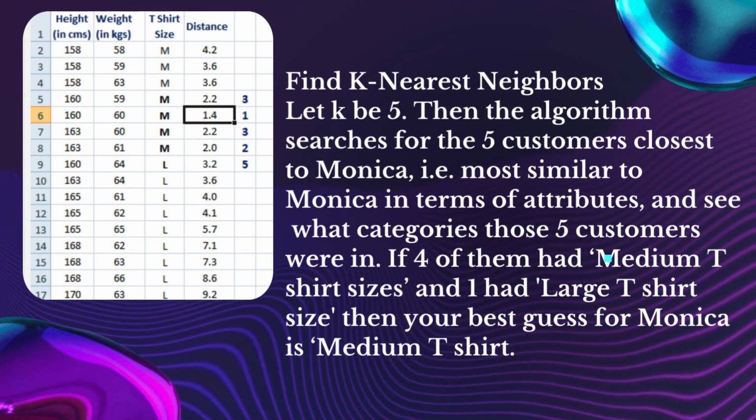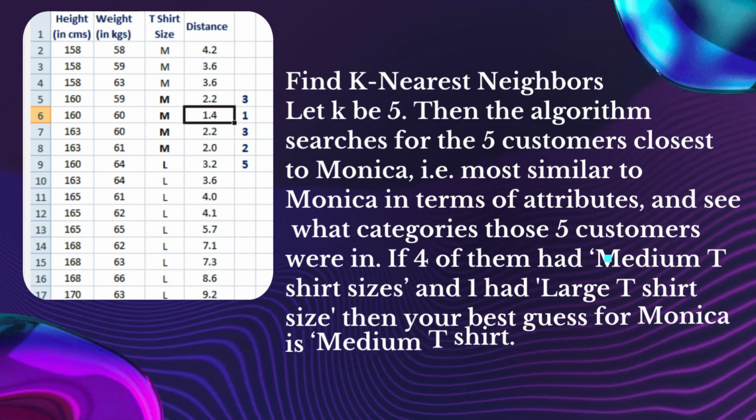Find k nearest neighbors. Let k be 5. Then the algorithm searches for the 5 customers closest to Monica, that is, most similar to Monica in terms of attributes, and sees what categories those 5 customers were in. If 4 of them had medium t-shirt sizes and 1 had a large t-shirt size, then your best guess for Monica is a medium t-shirt.